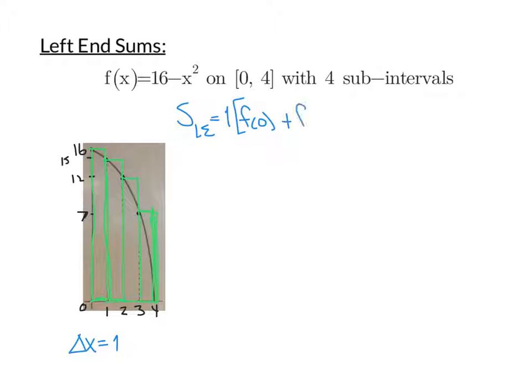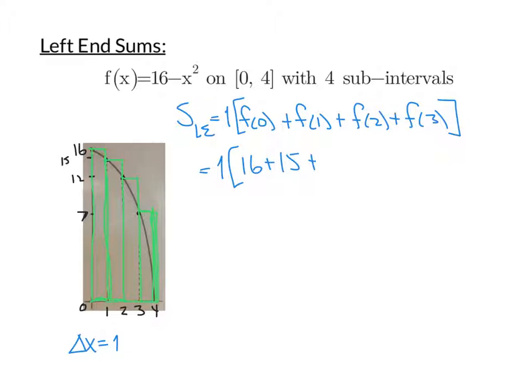Then we move on to the second one. That would be f of 1. And f of 2, and finish at f of 3. Notice that we don't finish at f of 4 because the left end of the last rectangle ends at 3. Anyway, now we go and actually find all those values. f of 0 is 16, f of 1 is 15, f of 2 is 12, and f of 3 is 7. We add that all up, and we estimate the area to be 50.